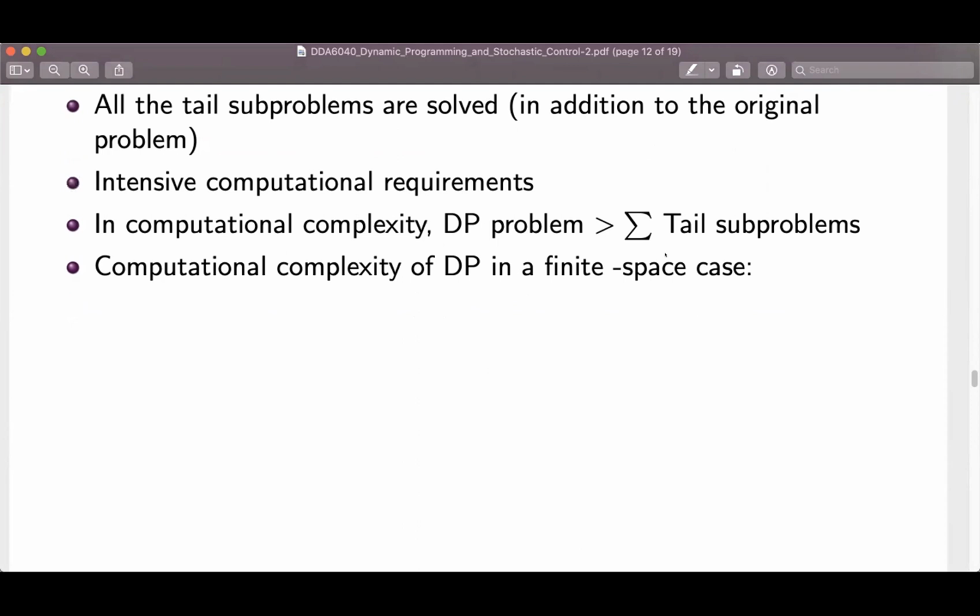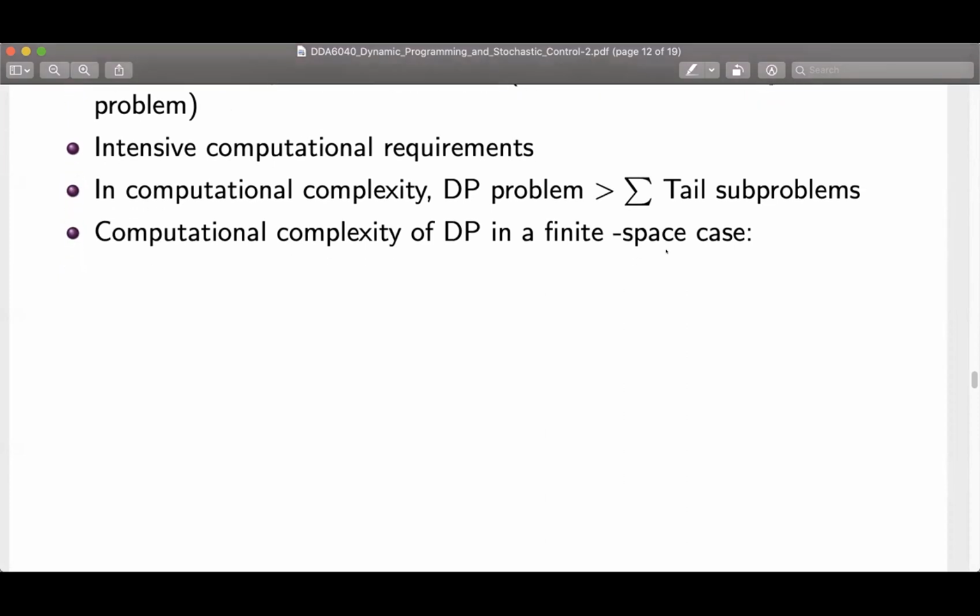But for the DP algorithm, you will see this grows just as a polynomial. The complexity is a polynomial of the size of the action space, the size of the state space and the size of the time periods. So this polynomial is much friendlier in terms of computational complexity than brute force.